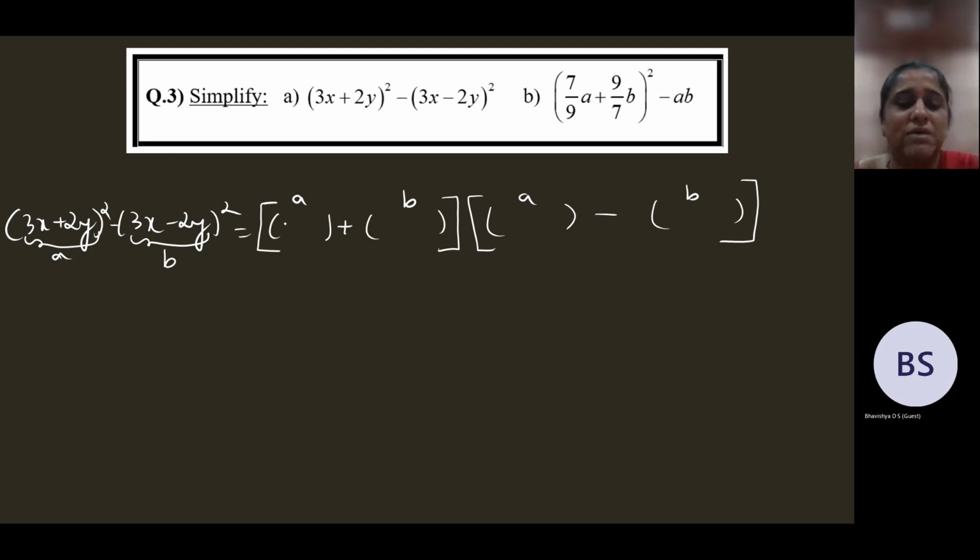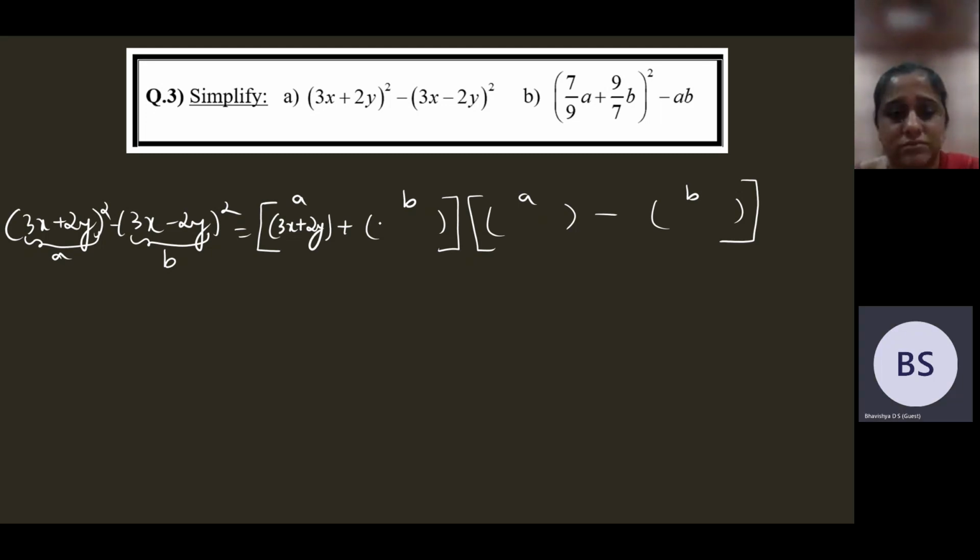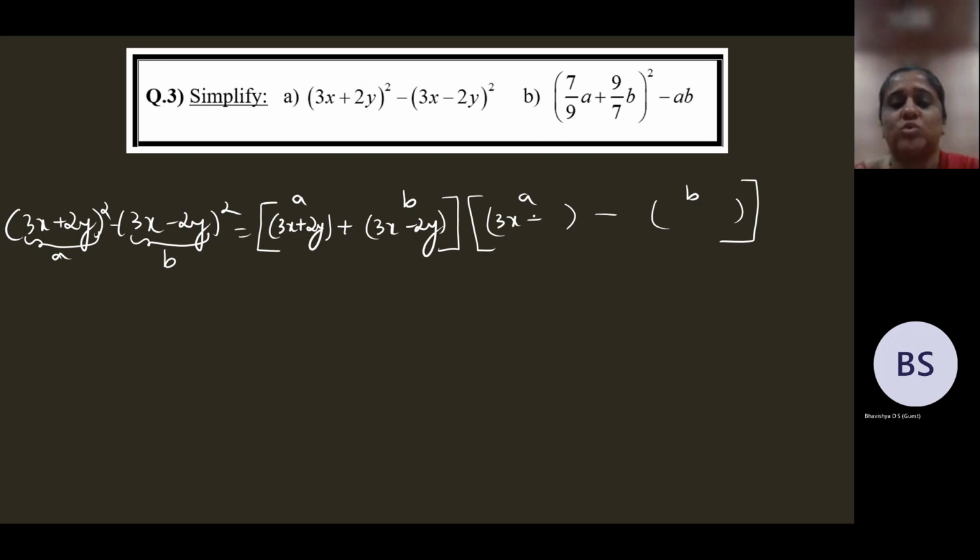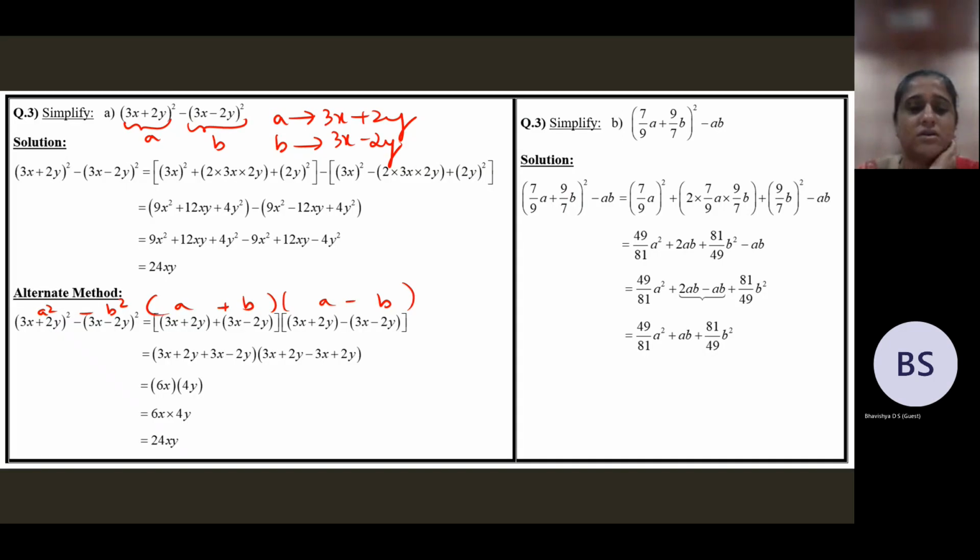So what will come here, Bhavishya? What is a? 3x plus 2y. And what is b? 3x minus 2y. Yes, so the same thing here: 3x plus 2y, 3x minus 2y. That's all. Then open up the brackets.